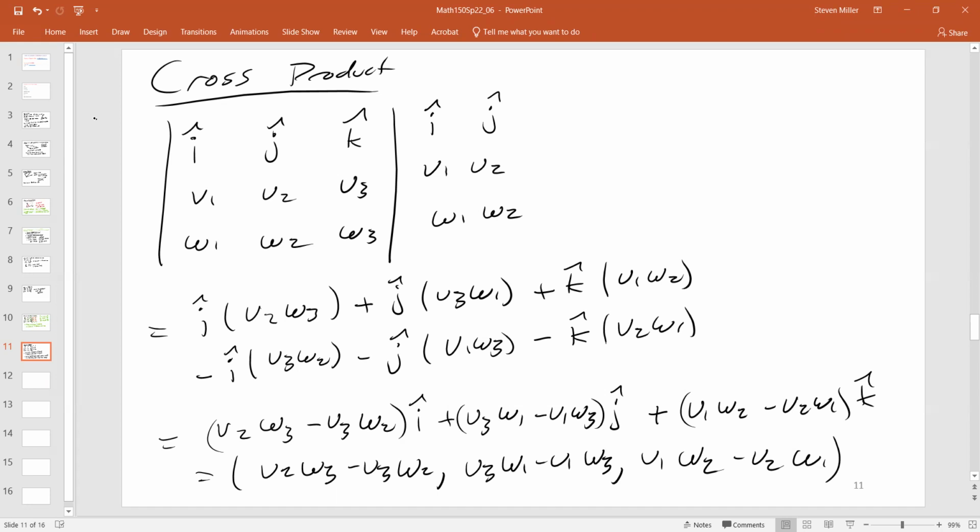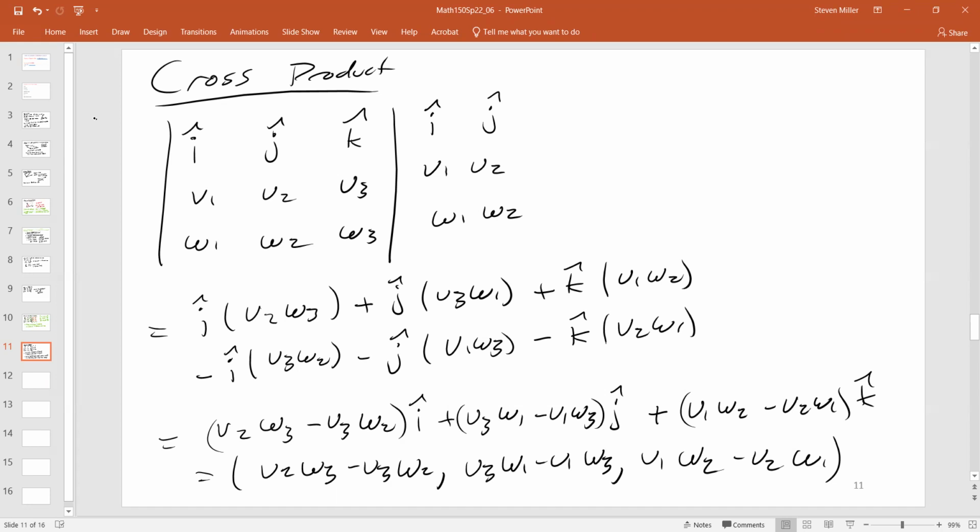Each one has a minus sign. Each one has a difference of two terms. Each term involves a V and a W, and they go in opposite order. It goes V2W3, then V3W2, V3W1, V1W3, V1W2, V2W1.